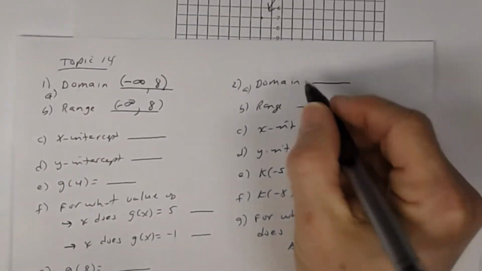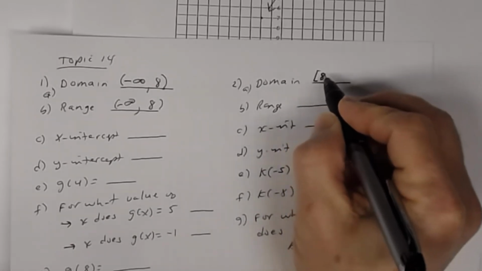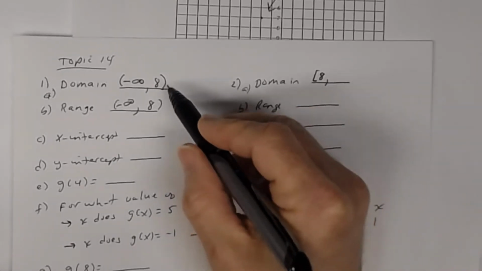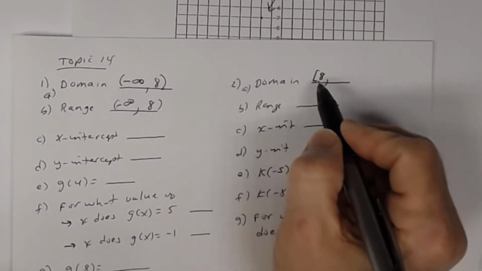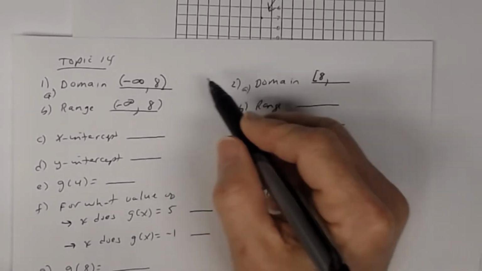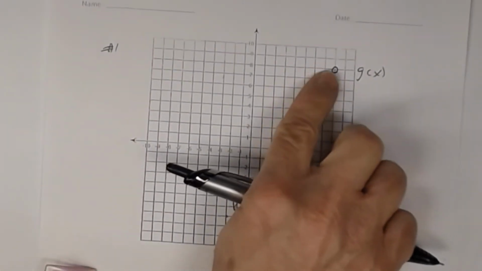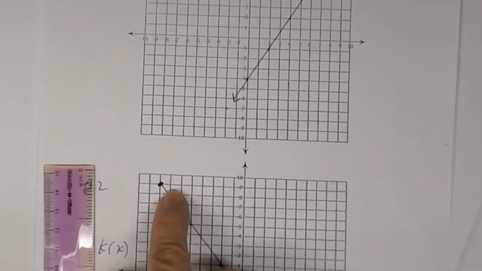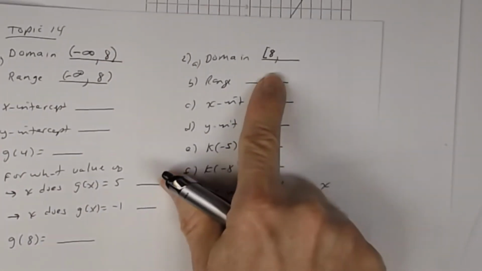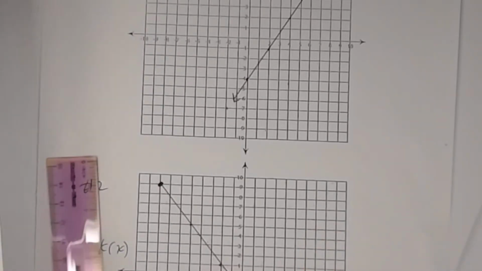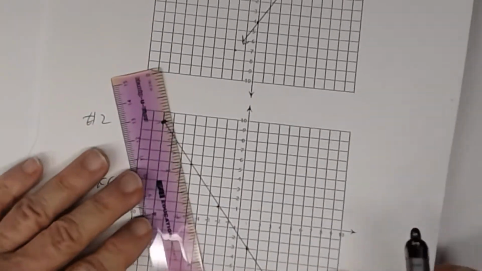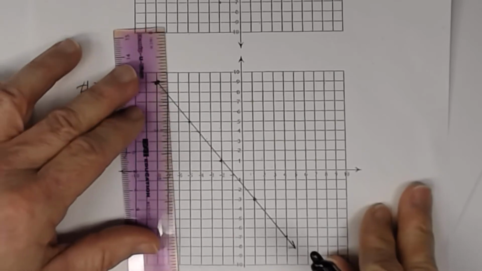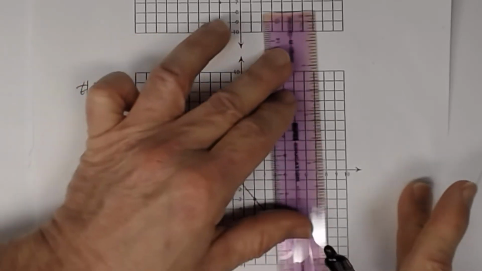So my domain will be negative 8 with a bracket. Notice the difference. Parentheses, bracket. So you got to ask yourself, why is this parentheses? Why is this bracket? Well, that's because of this. Open circle, parentheses. Closed circle, bracket. All right, and so you're going from negative 8 to positive infinity.